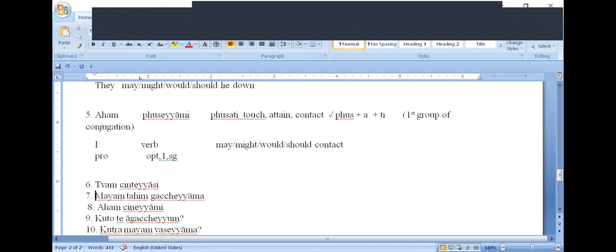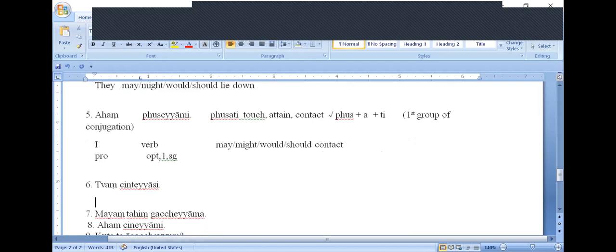Okay, number six. Who is doing number six? Vigency. Is Vigency here? Yes. I unmute. Okay, all right. Tvam cinteyyasi. Tvam is you, second person, not you all. Second person singular, right? Yes. So it's the subject here. And the verb.